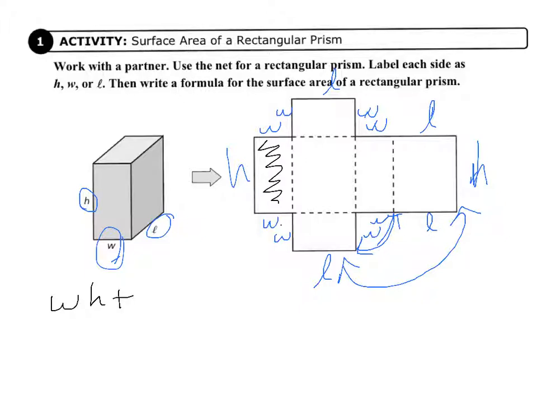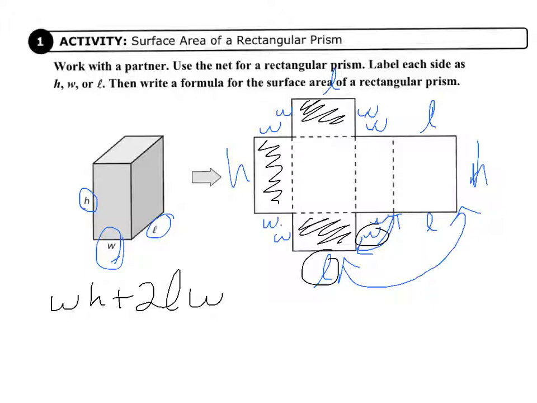And we're going to add that to our next area, which is going to be the sides here, which are the same. So there's two of those, so we're going to put a 2 there. And that's length times width to get the area of that rectangle, because it's got a length here and a width here. So length times width.